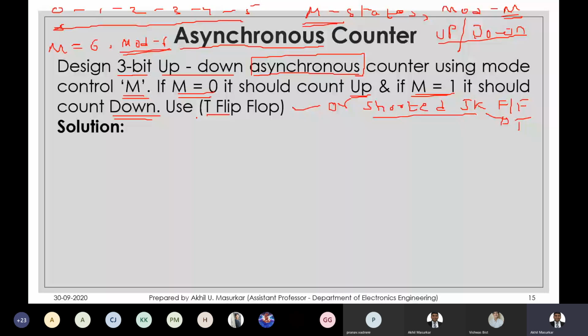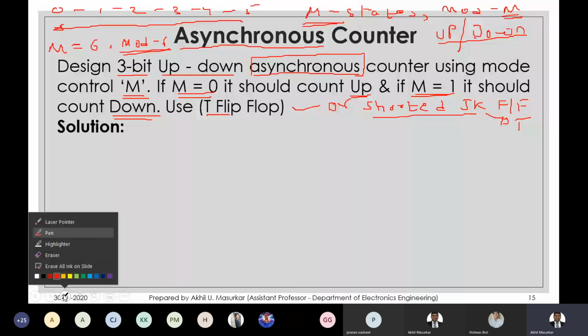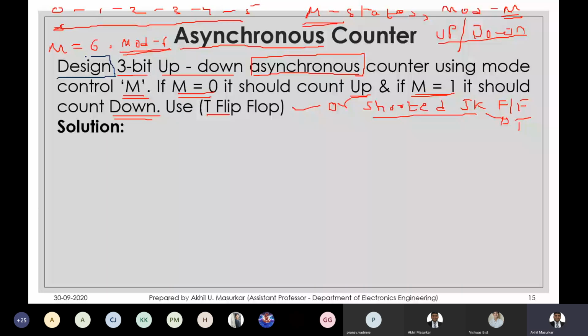First, we need to decide. The word that we are using is design. Design means we have to design from the start. So how many flip-flops should be used? How to connect them? And whether really we'll get some counting or not. That is the question. So the first thing that we have to comment on is how many flip-flops.